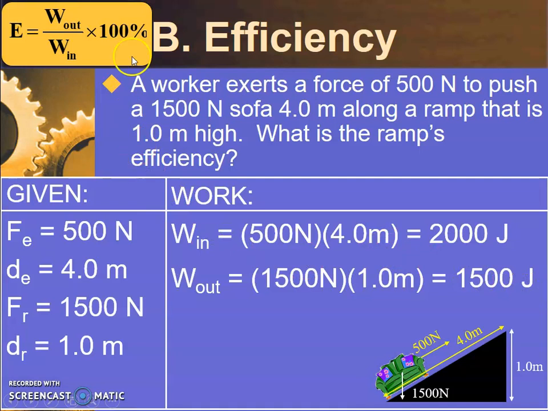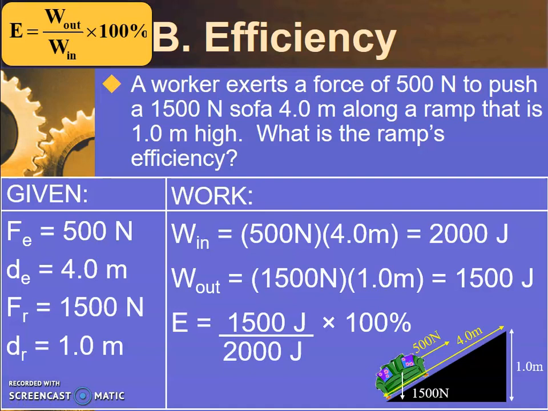Okay, and then we use this equation right up here in the corner. So we do the work out divided by the work in. So we're going to do 1500 divided by 2000, and then we're going to multiply it by 100. Okay, so 1500 divided by 2000 times 100. So our final answer is going to be 75%. Okay, percent sign is our unit there, always for efficiency.